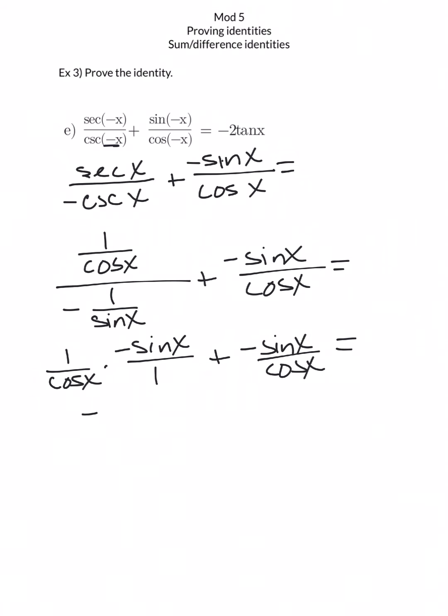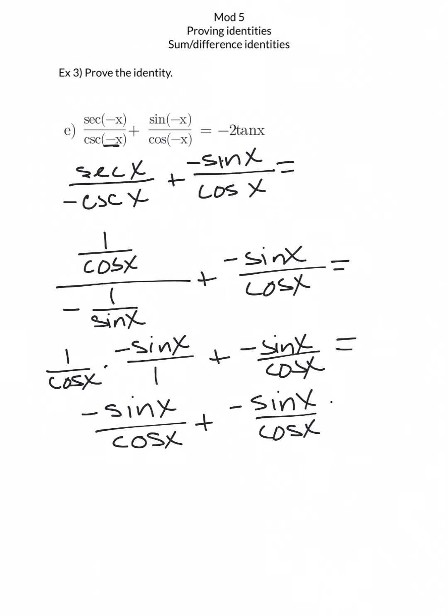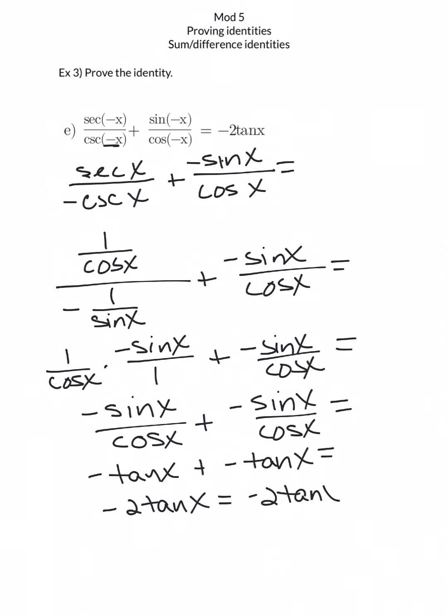So you're going to have negative sine of x over cosine of x plus negative sine of x over cosine of x. Well, now, what do I know about sine over cosine? It equals tangent. So I have negative tangent of x plus negative tangent of x. And when I combine my like terms, I get negative 2 tangent of x equals negative 2 tangent of x. And my proof is complete.